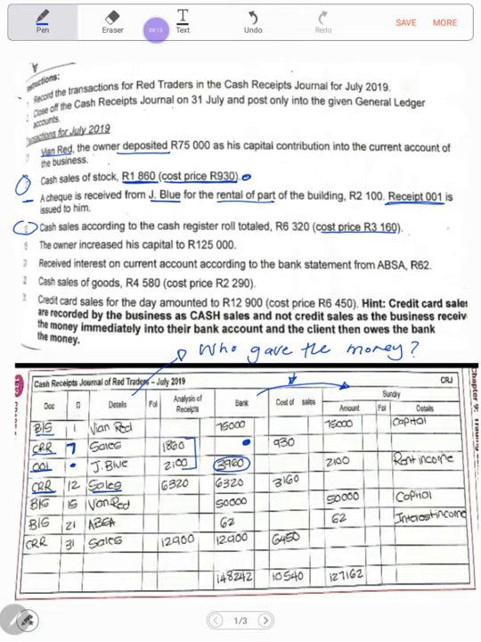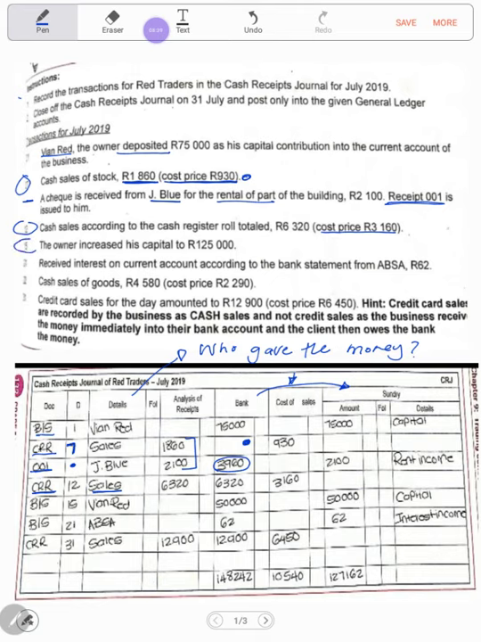I'll write down the receipt for analysis of receipts, 6,320. I'll take it directly to my bank account, 6,320, and in the cost of sale column I'll write what it actually cost the business, 3,160. We will then move on to the next transaction.